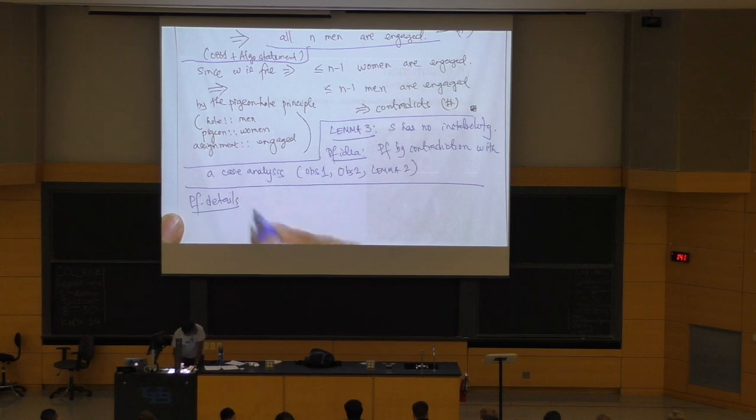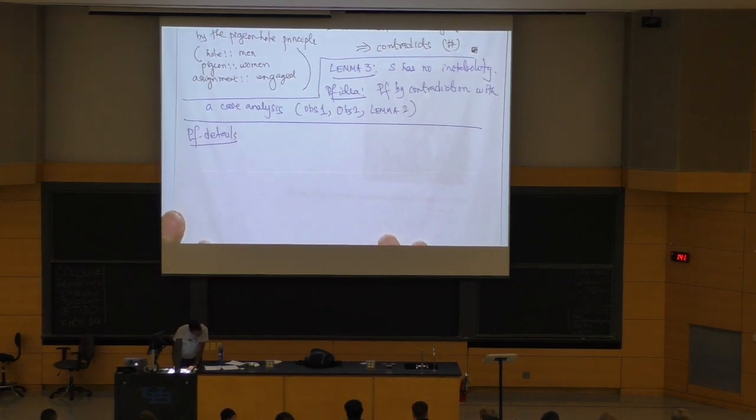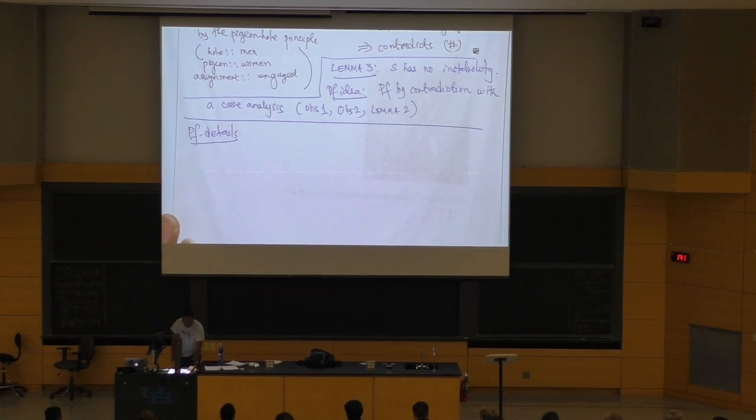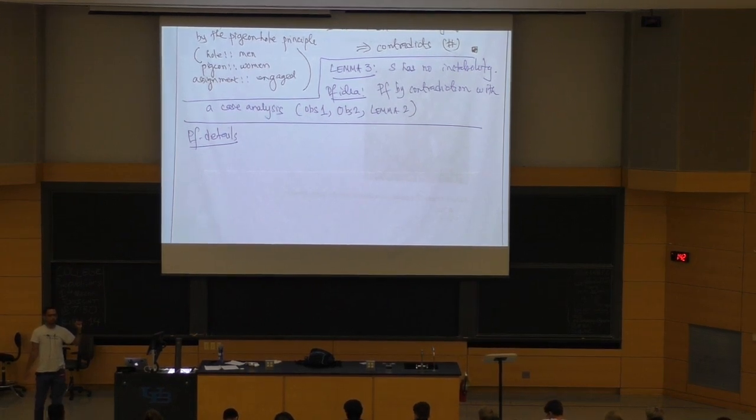So let's dive into the details. Note, we want to argue that S has no instability. We already know it's a perfect matching. So the contradiction is what? What should we assume for the sake of contradiction? S has an instability, right?